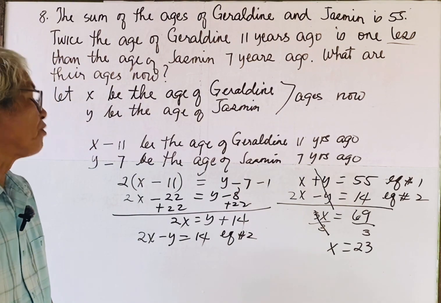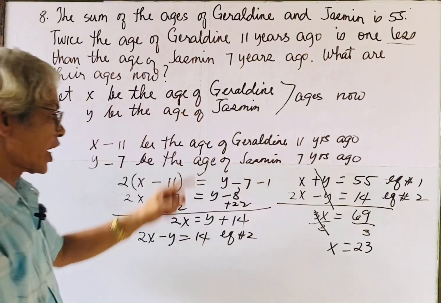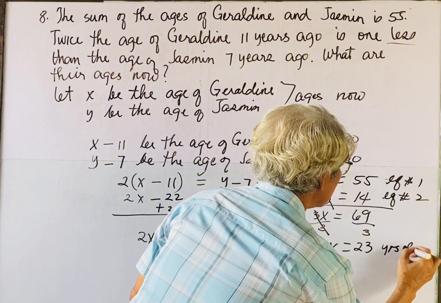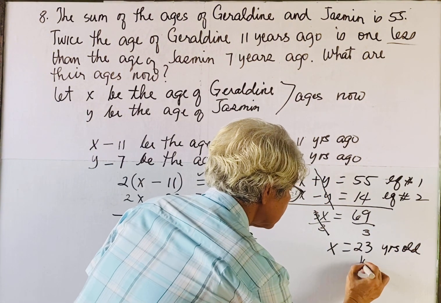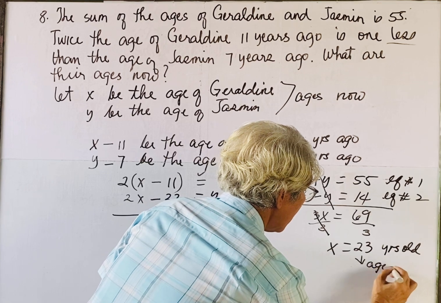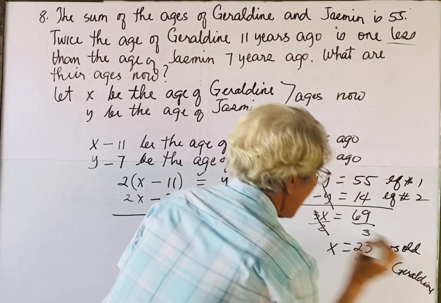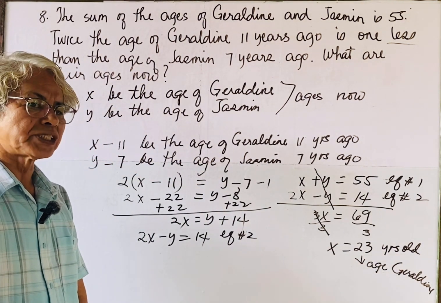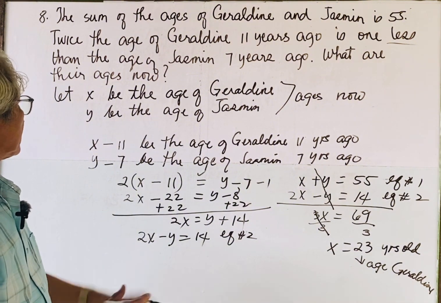Kaninong age yan, yung x? Ayan, kay Geraldine. Okay, 23 years old, and this is the age of Geraldine. Paano natin makukuha yung ating age naman ni Jasmine? Ang kay Jasmine ay y.